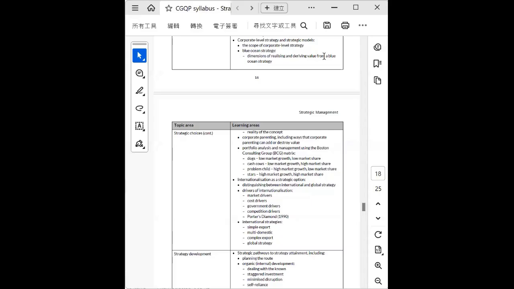Blue ocean strategies basically focus on creating new market spaces and opportunities so as to avoid competition in saturated markets. So basically, it encourages companies to innovate in ways that make the competition irrelevant, by redefining the customer's value or combining existing offerings in a new way.